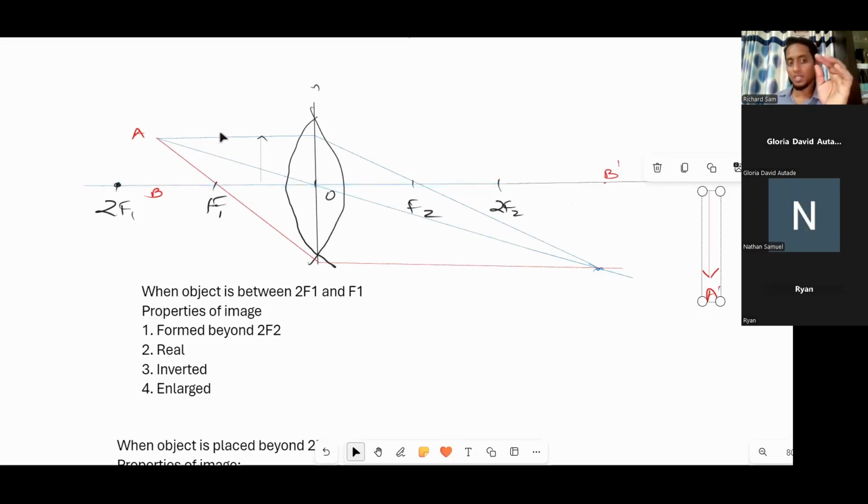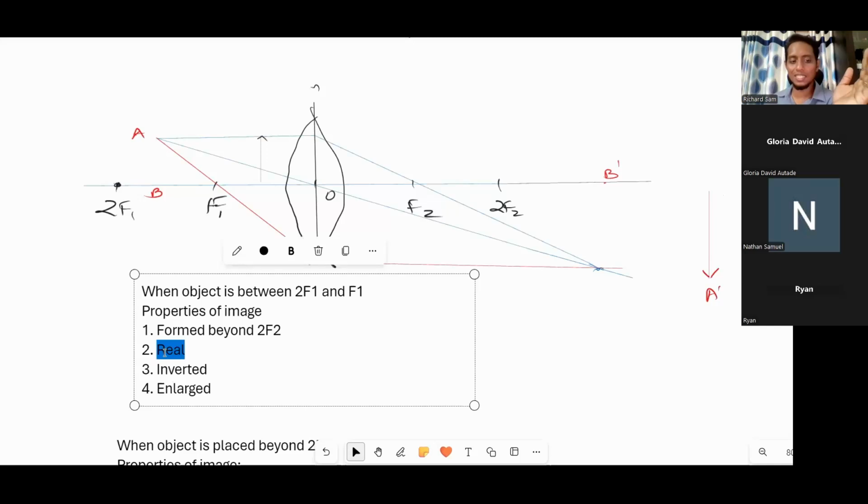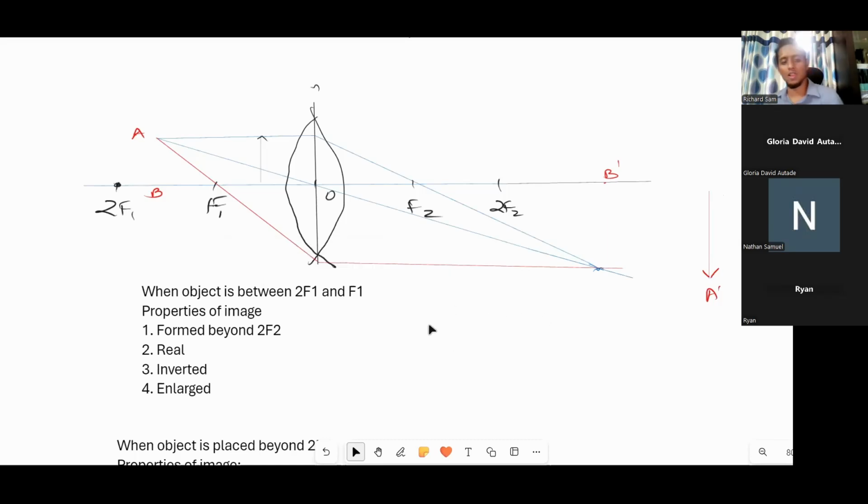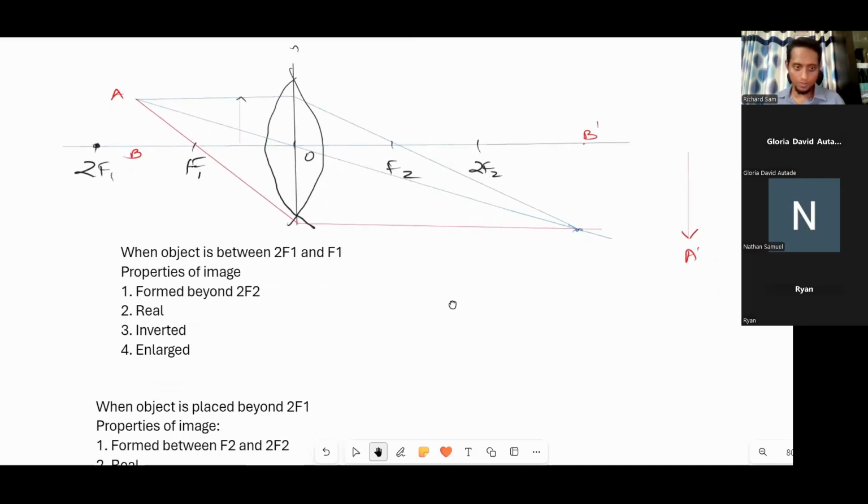Next, fifth diagram, the object comes to f1. Where will the image go now? Infinity. And the last diagram, the object is between O and f1. For this diagram, the image won't be formed on the right side. It will be formed on the left side. And when the image is formed on the left side, it is not real. It is unreal. Unreal is called virtual. And also they won't be inverted. They'll be erect. That means the arrow will be pointed upwards. Is that clear, everyone?